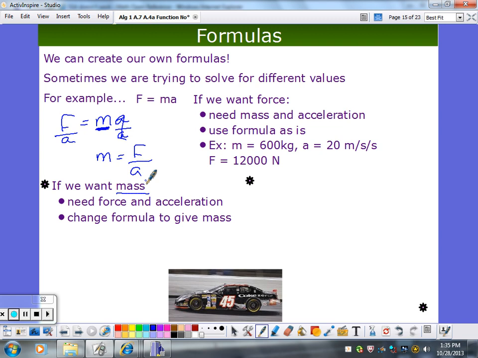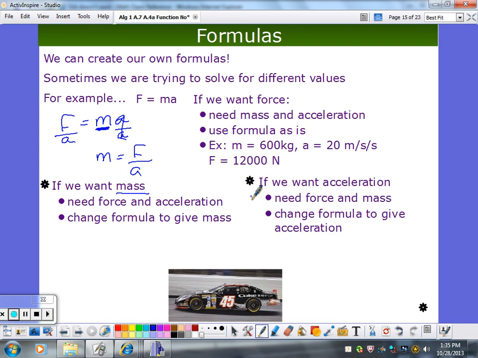I can just divide, right? What if I want acceleration? I've got F equals M times A. Now I know the force, I know the mass. Can I find the acceleration? Divide by what? M. Right? That's a big old one as long as M isn't 0. So A equals F over M. Do I need to stick a triangle? No. Is it easy?